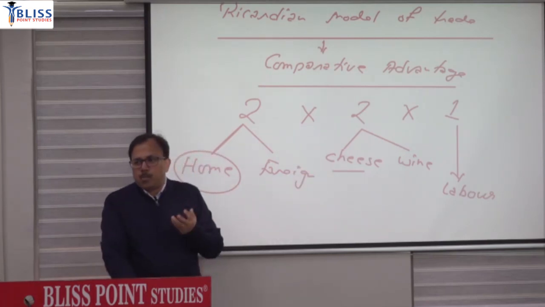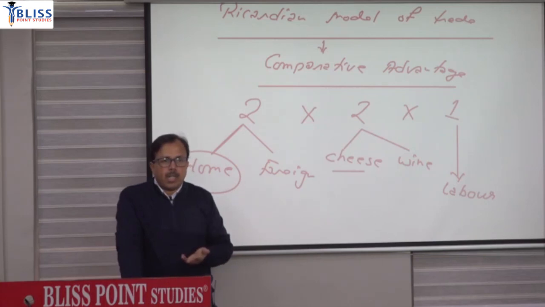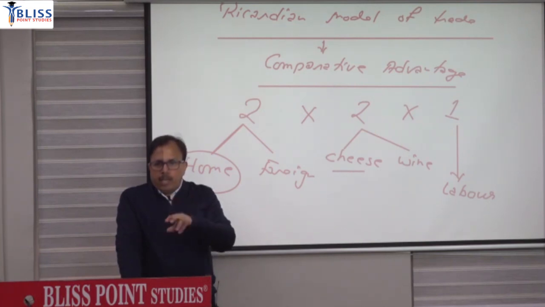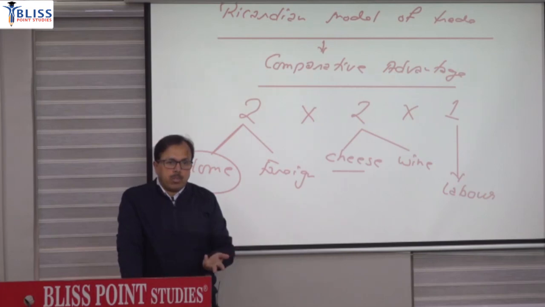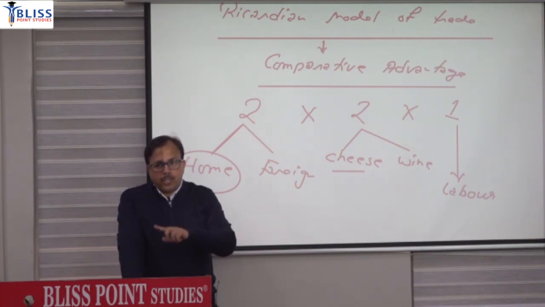Opportunity cost is always explained in terms of the other commodity that you sacrifice. So there are two products, cheese or wine, that can be produced by using labor. So if an hour of labor has been used to produce cheese, in that same labor hour how many units of wine could have been produced? That will be the opportunity cost of producing cheese. The cost of cheese in terms of sacrifice of wine, the cost of wine in terms of sacrifice of cheese.